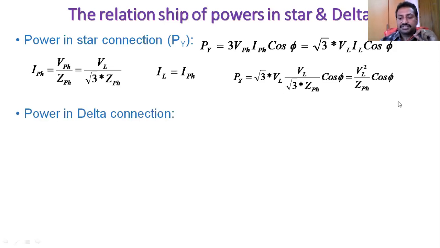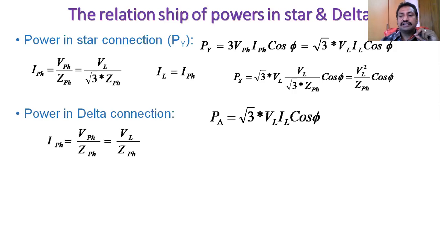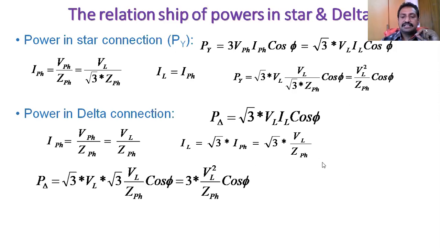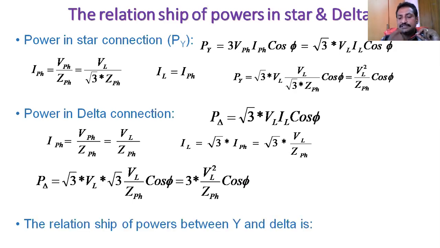Then power in delta connection. Similarly, P delta is equal to root 3 VL IL cos phi. Again, we know the relations in delta: I phase is equal to phase voltage by impedance, and V phase is equal to VL, so I phase is VL by Z phase. But IL is equal to root 3 I phase, so root 3 into VL by Z phase. Substitute VL and IL here: root 3 into VL into root 3 VL by Z phase into cos phi. Root 3 into root 3, VL square by Z phase into cos phi. But 3 VL square by Z phase into cos phi is equal to P star. Therefore, P delta is equal to 3 times P star. So that is the relationship of powers between star and delta connection.